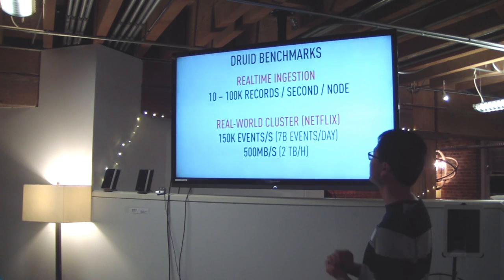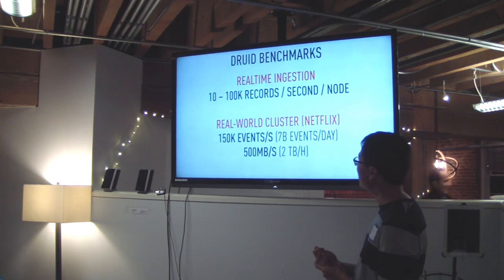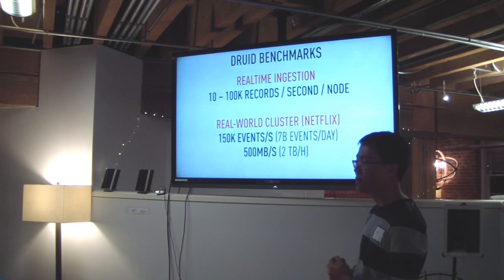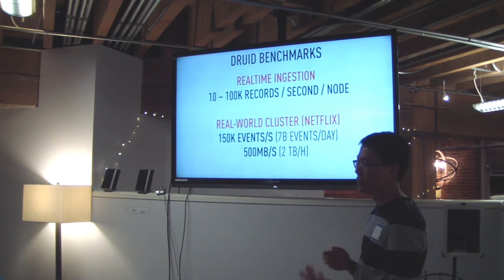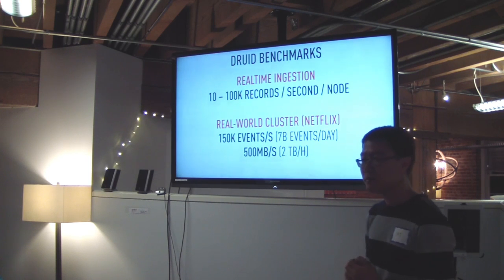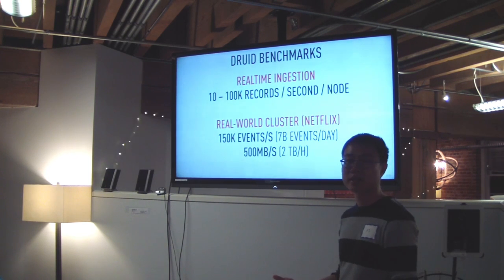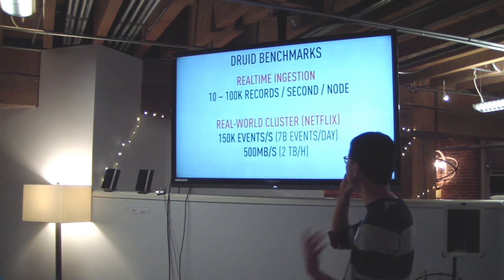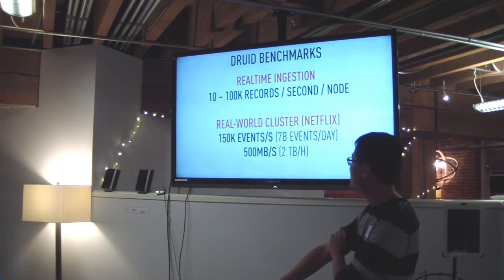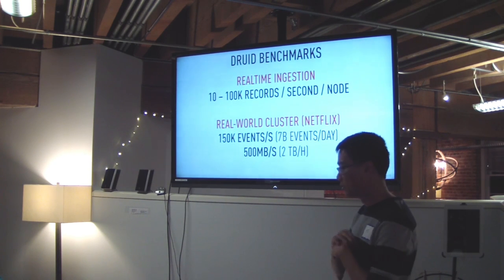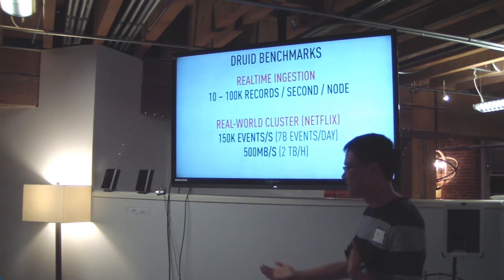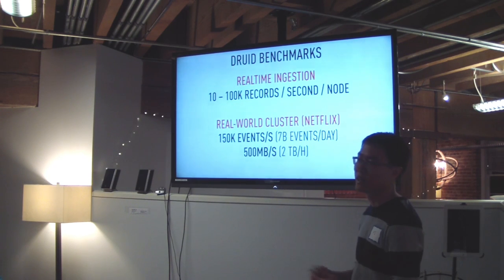So some benchmarks. We benchmark Druid ingestion rate on top of real-world data at somewhere between 10 to 100,000 records per second per node. It's a very wide range, but the ingestion rate is really variable depending on data complexity. So in an extremely simple data set, we've benchmarked as high as almost a million records per second per node. But that's not really representative of real-world data. In real-world data, we've been told 60,000, we've been told 20,000, so it varies depending on how complex your data is.